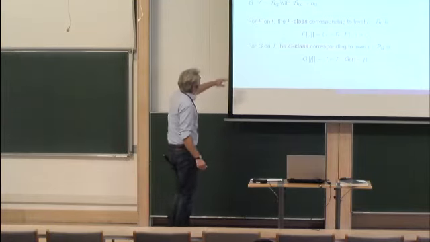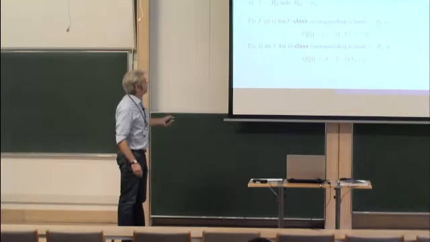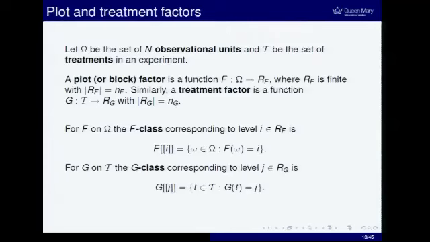With every factor F, let's look at a plot factor first, we can associate the F class for one of its levels i, and that's just the set of all observational units which have the same level i of this factor F. In other words, this is just the inverse image of the level i under the factor regarded as a function.